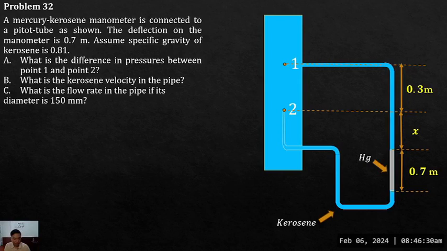Sige, practice po tayo. So, try to solve this one. Ang kaibahan nito, vertical na ngayon yung pipe natin, no? Kanina naka-horizontal. Sige, so try to solve this one.